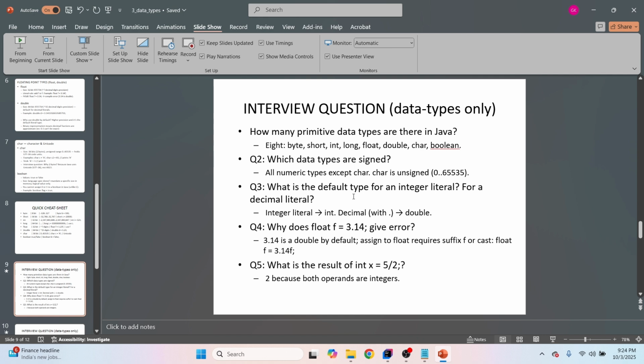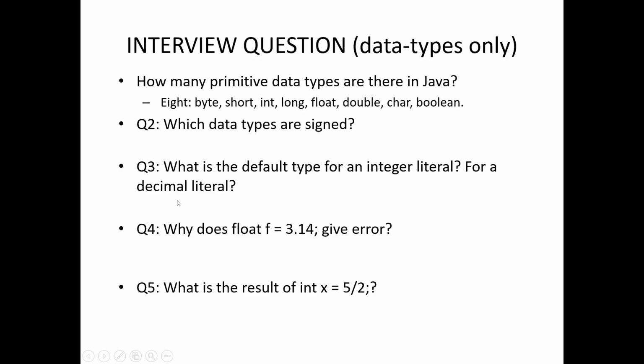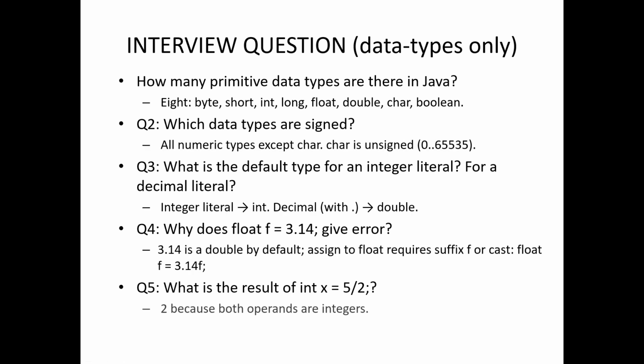What is the default type of an integer literal? For integer literals it is int, and for decimal literals it is double. What does float f = 3.14 give? It gives an error, because it is treated as a double by default. Assigning to float requires a suffix or a cast. What is the result of 5 by 2? We just checked: 5 by 2 prints 2 because both operands are integers.